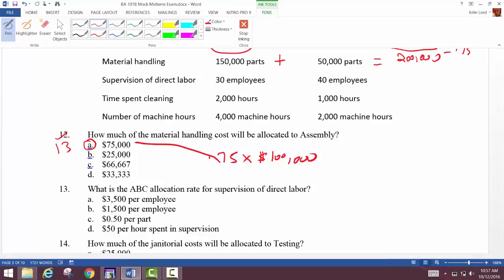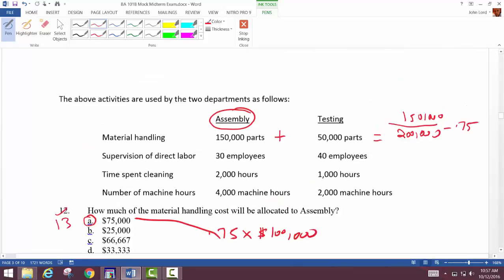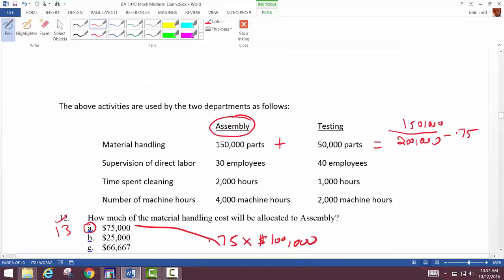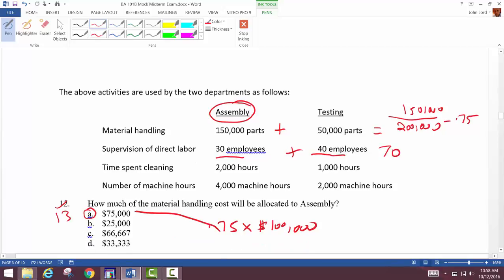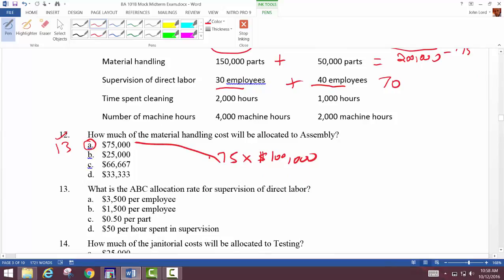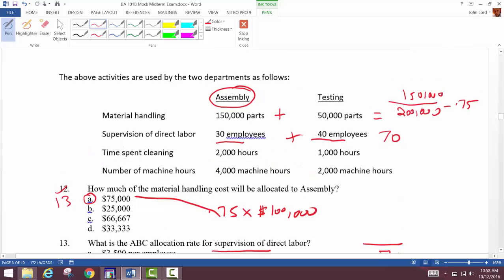Then they say, what is the ABC allocation rate for supervision? And when we look at supervision, we're using employees. So what do we got? 70 total employees. Okay, and who are they asking us about? Assembly? For supervision, what is the allocation rate? If I'm trying to get the allocation rate for supervision, it's going to be the cost divided by the 70 employees. And the cost is how much?